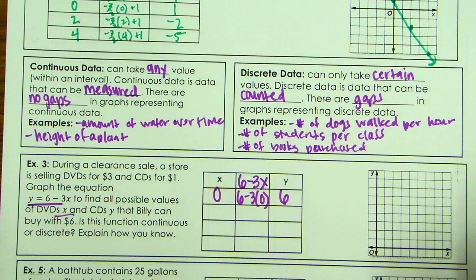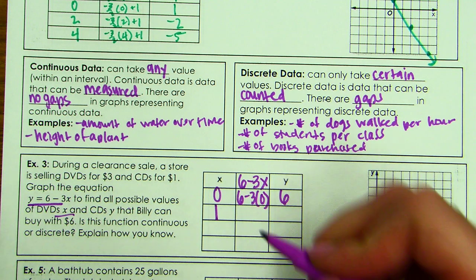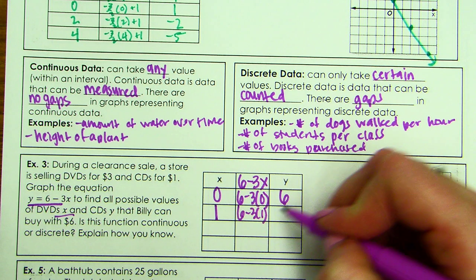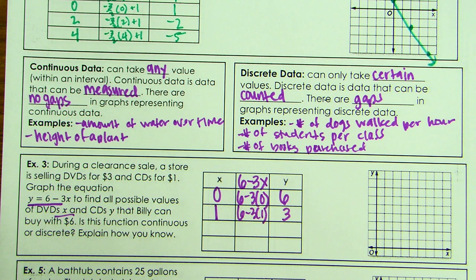He can't buy half a CD, so the next number I'm going to plug in is a 1, because none of the values in between 0 and 1 make sense. So I can do 6 minus 3 times 1, which is 3. So he buys 1 DVD, he has enough money for 3 CDs.